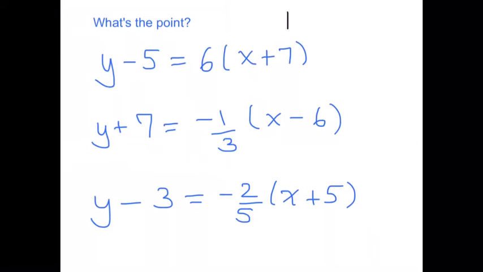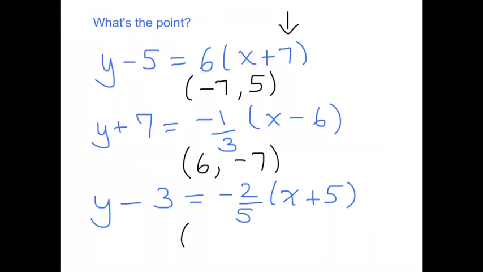Again, if you want to go backwards and you have plus 7, you know it was going to be minus 7. And if you have minus 5, it's going to be plus 5. Okay, next question. Minus 6 is going to be 6, and plus 7 will be minus 7. And let's go backwards and do one more. Plus 5 becomes minus 5, and minus 3 becomes plus 3.